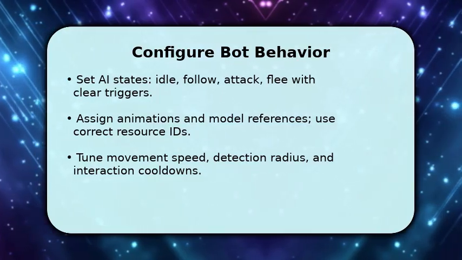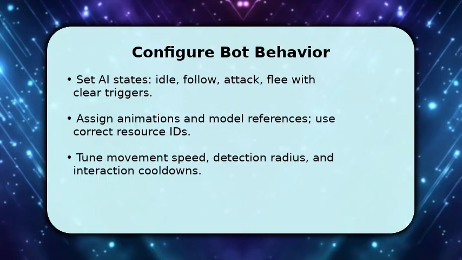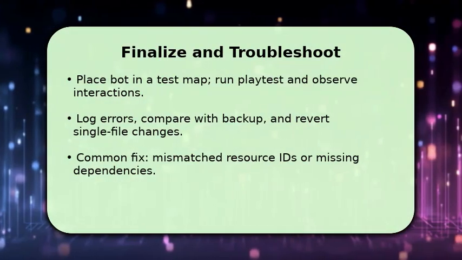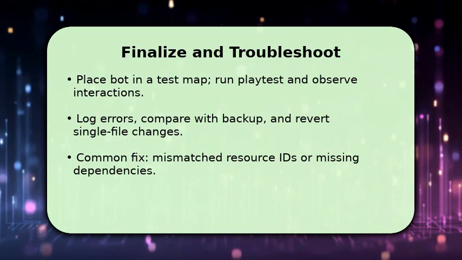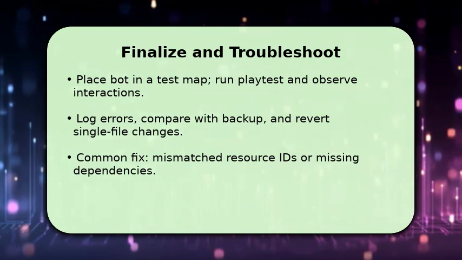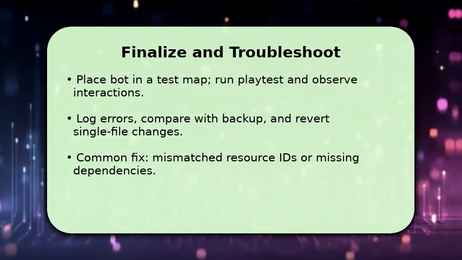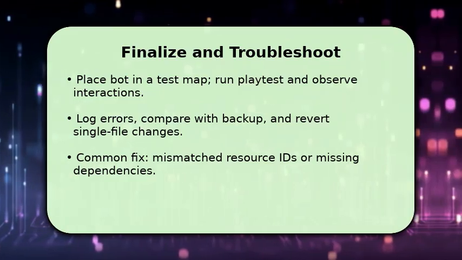Make iterative saves and test after you finish by placing the bot in a controlled test map and running a playtest to validate behavior. Watch interaction patterns and log any errors that appear in the console. These logs tell you if resources are missing or scripts failed.